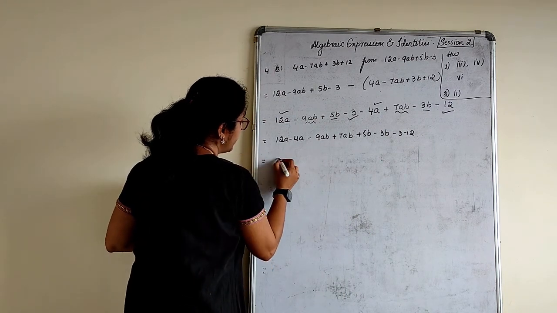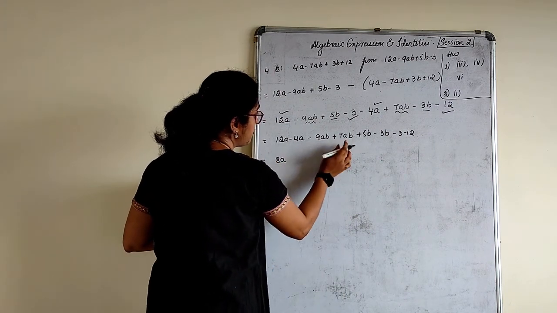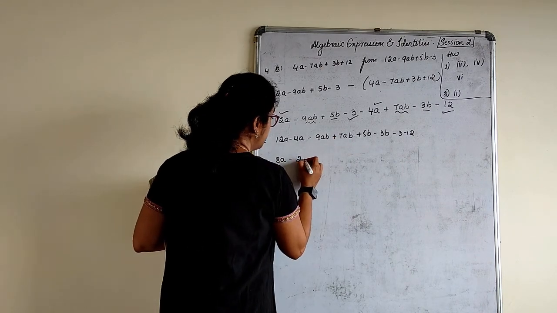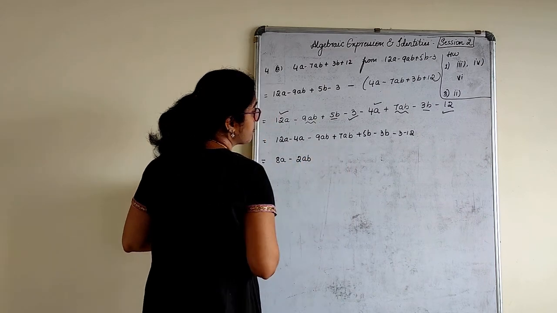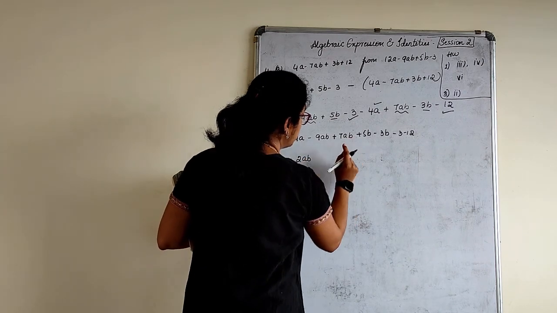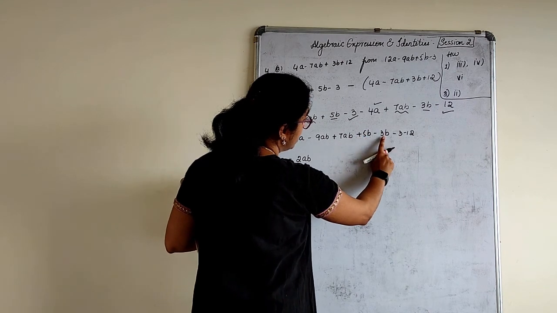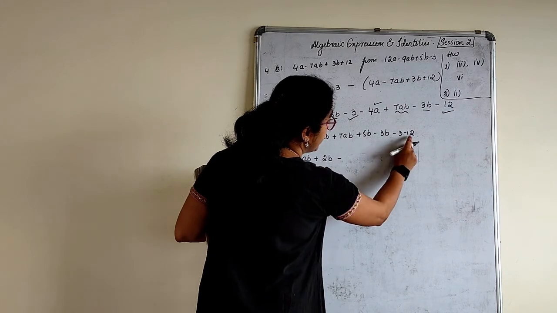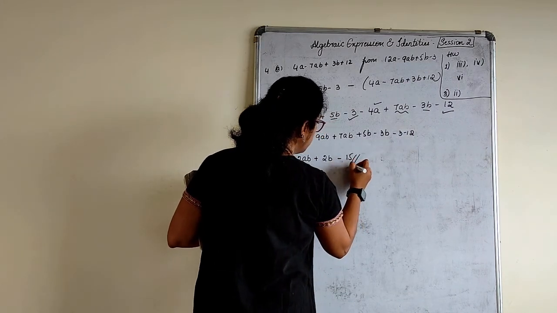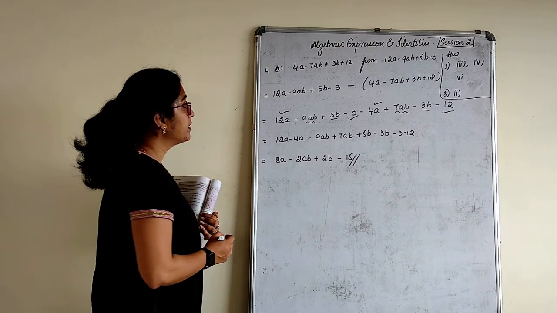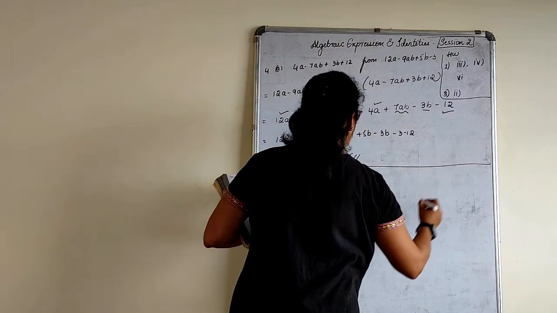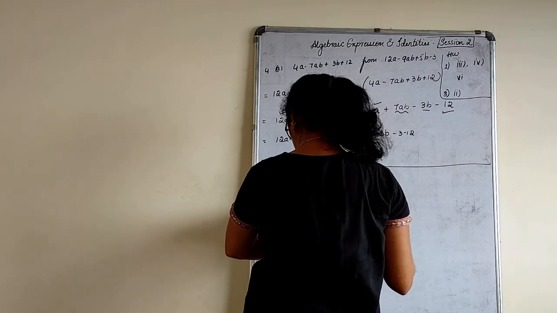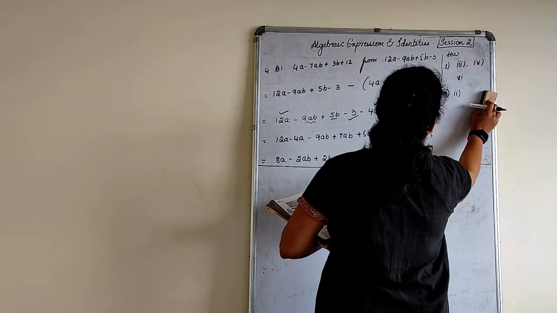12a minus 4a is 8a. Minus 9 plus 7, you get minus 2ab. Plus 5b minus 3b is 2b. Minus 3 minus 12 is minus 15. Okay, this is how you do it. I'll mark one homework, children, here. I think the second one you can take for homework.